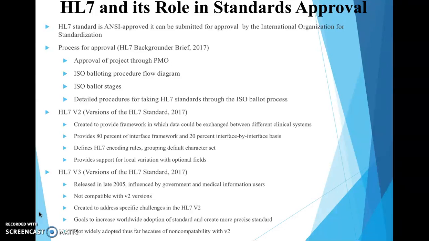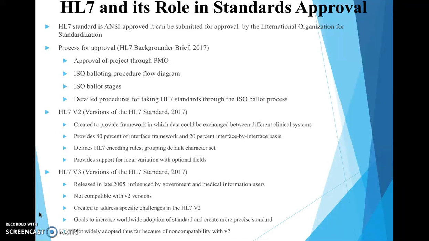The HL7 standard is ANSI approved, and it can be submitted for approval by the International Organization for Standardization, or ISO for short. The process of approval is the approval of the project through the PMO, the ISO balloting procedure flow diagram, ISO ballot stages, and detailed procedures for taking HL7 standards through the ISO ballot process.